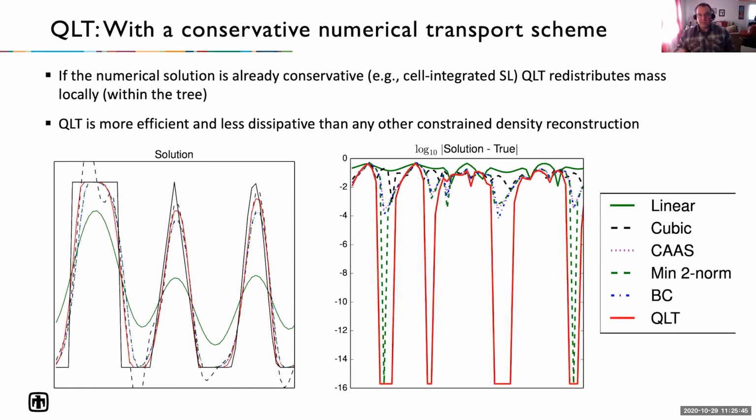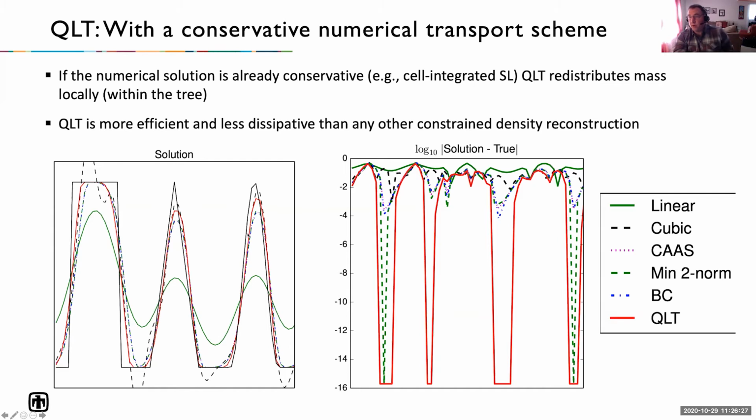So we test this with a conservative numerical transport scheme, specifically the cell integrated semi-Lagrangian scheme. We have our quilt scheme in red, the Bermejo-Conde limiter in blue, the two norm minimization in green, clip and assured sum in purple, a straight cubic interpolant with no limiter is black and dashed, and the automatically monotone linear solution is in green. And so here's the solution for the standard periodic 1D advection of three shapes. And what you see is that quilt does better than all of them at maintaining the zeros and moving mass locally. And so we're really happy with that.